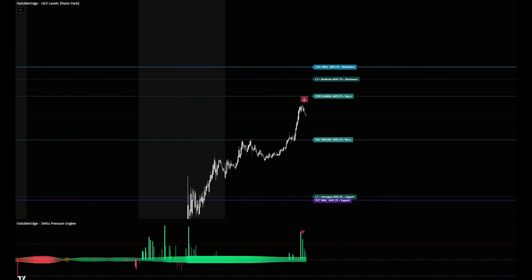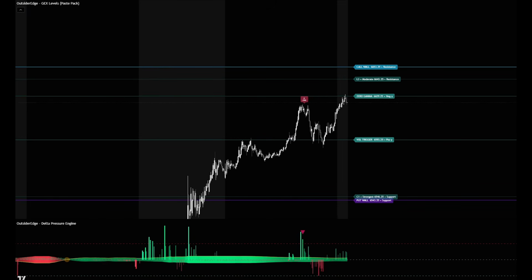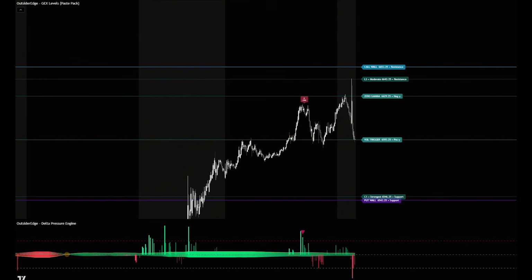CVD and F short combo printed on the delta pressure engine. Volatility trigger hit twice and went up. Zero gamma hit and went down. Breached zero gamma and rejected on L3 moderate level.